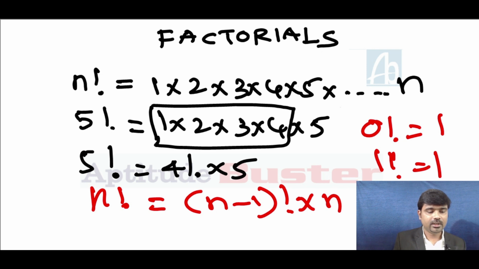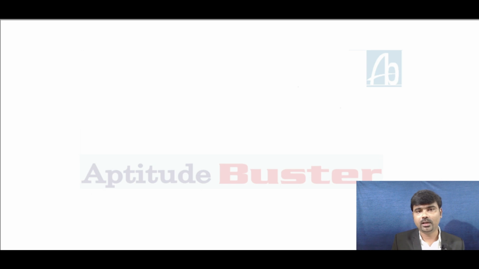In factorials they ask how many zeros are there in 100 factorial or 200 factorial, or what is the maximum value of n when 100 factorial is exactly divisible by 25. The first one, the very simple basic, I'll explain to you.